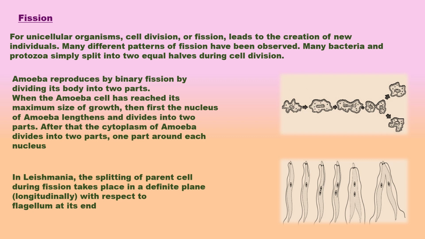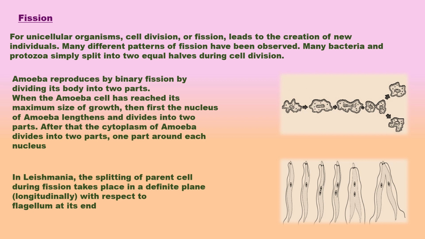Binary fission. Binary fission is an asexual method of reproduction of organisms. In binary fission, the parent organism splits or divides to form two new organisms. When this happens, the parent organism ceases to exist and two new organisms come into existence. The unicellular organisms like amoeba, paramecium, leishmania, bacteria, etc., reproduce by binary fission.